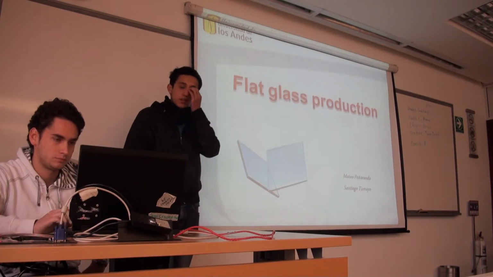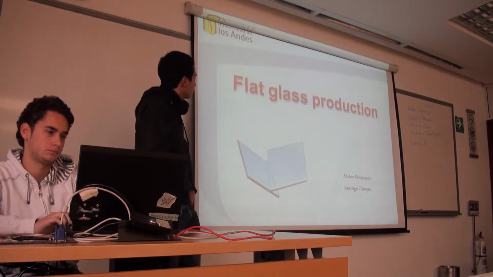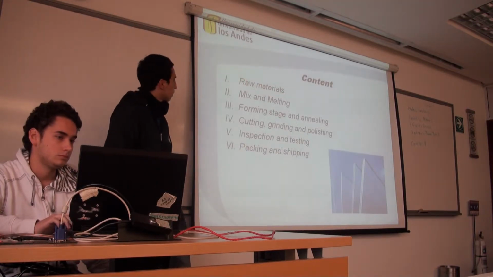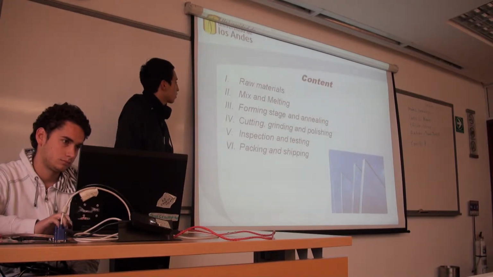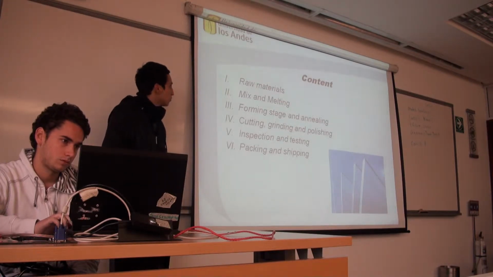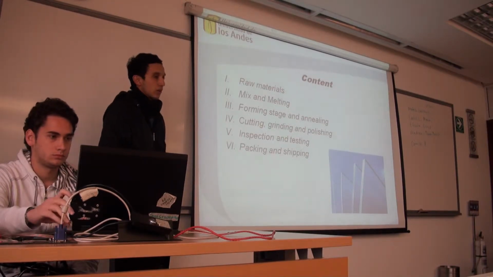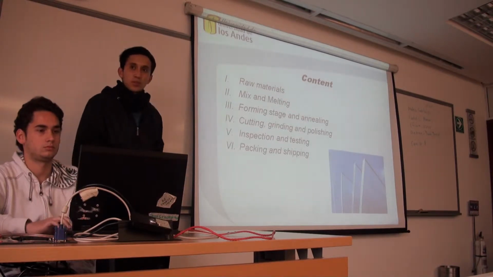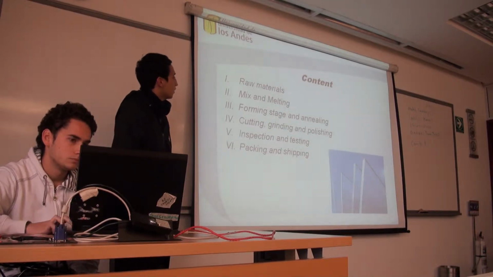We are going to explain to you the typical flat glass production of the industry. Of the content, first we are going to explain all the raw materials that are needed to produce the flat glass. Then the mix and the melting, where you give the form and the special properties of the glass. The forming station and laying.